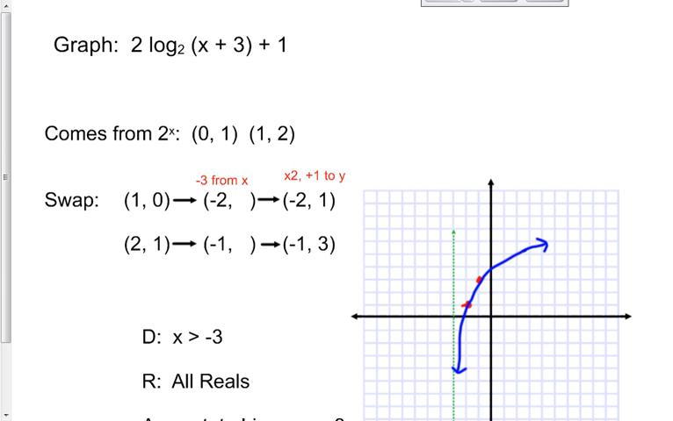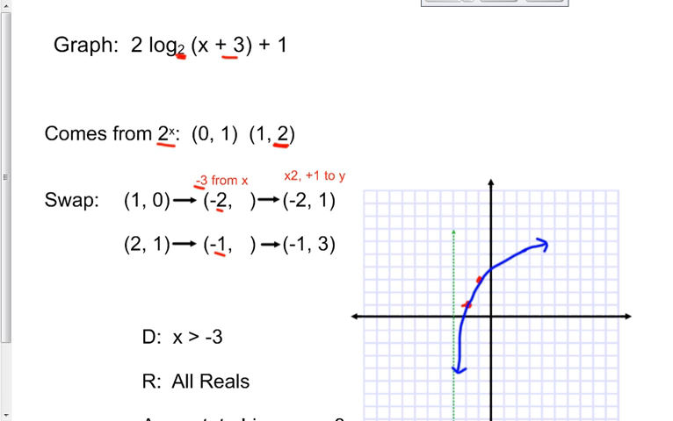This next example has all three shifts. 2 times log base 2 of x plus 3, plus 1. This graph is in base 2, so it came from 2 to the x. (0, 1) and (1, 2) are your go-to points. Now I do my shifting. My x value says plus 3, so I need to subtract 3. 1 subtract 3 is negative 2. 2 subtract 3 is negative 1.